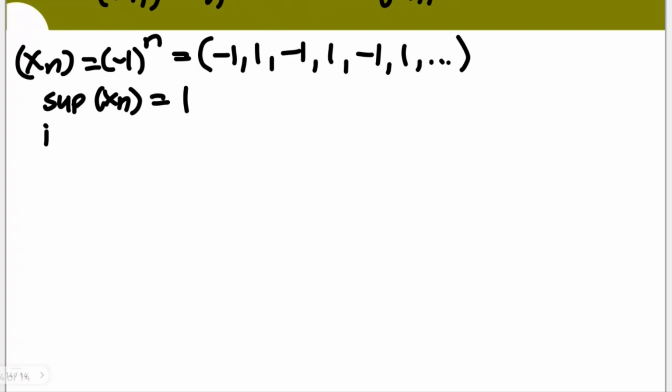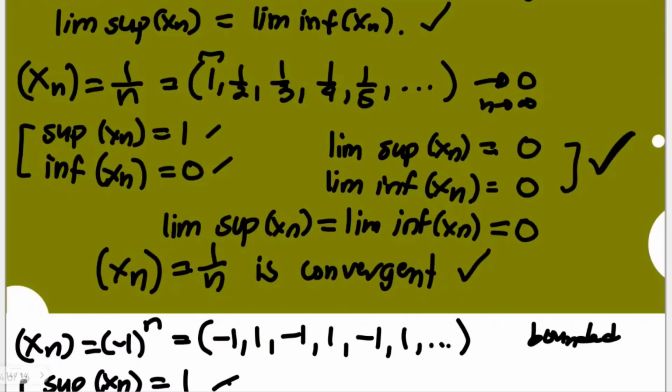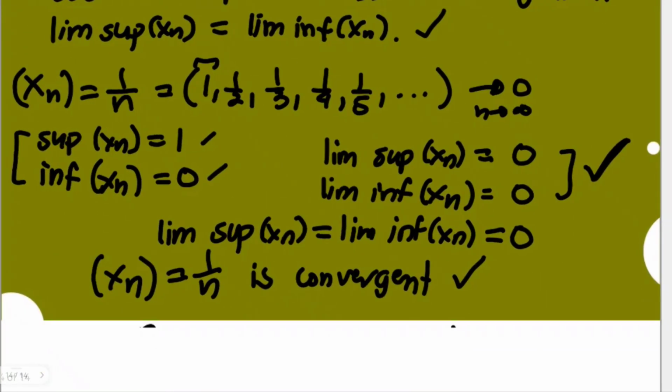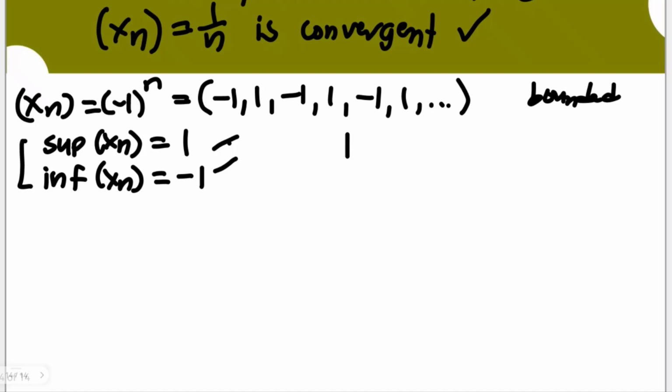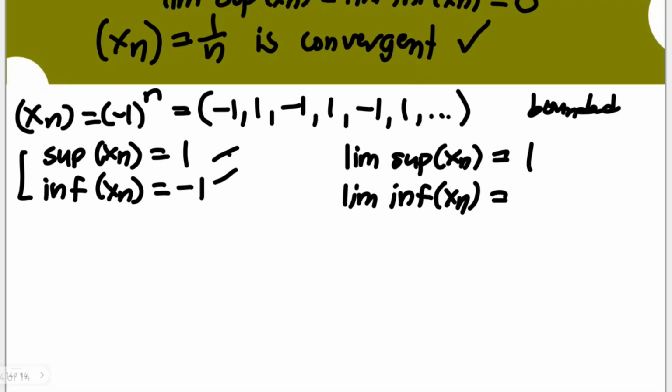And the infimum, which is the greatest lower bound, is negative 1. Since we have established it's bounded below and bounded above, that would mean this is really bounded. And since this is bounded, we can now move into the convergence using supremum and infimum. In a video illustrating this, I'm going to rewrite this here automatically. The limit superior of this is equal to 1. The limit inferior is equal to negative 1.